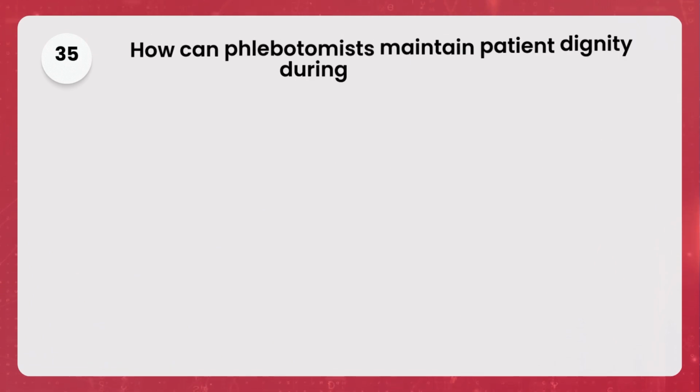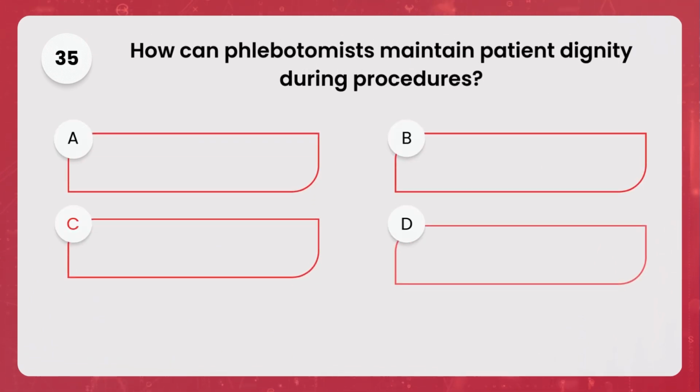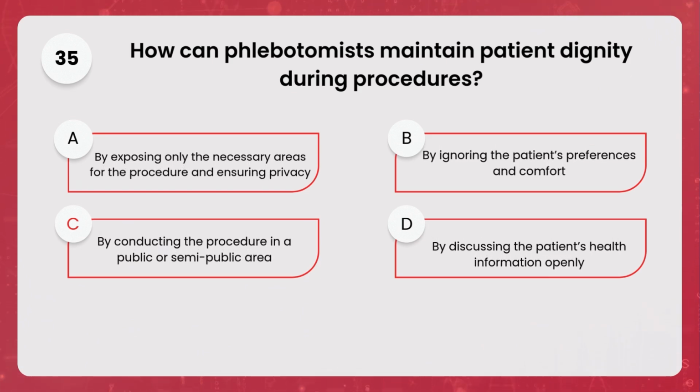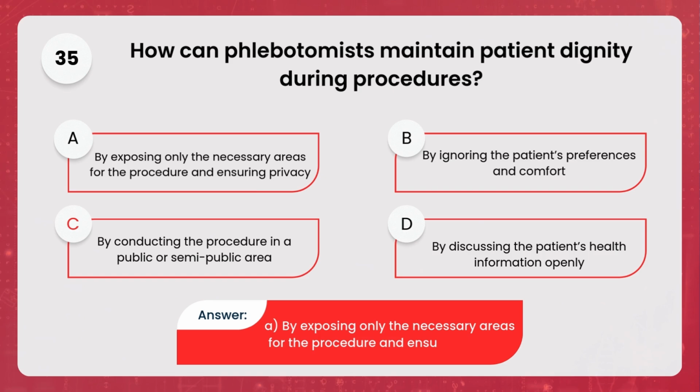Number 35. How can phlebotomists maintain patient dignity during procedures? A. By exposing only the necessary areas for the procedure and ensuring privacy. B. By ignoring the patient's preferences and comfort. C. By conducting the procedure in a public or semi-public area. Or D. By discussing the patient's health information openly. The answer is A. By exposing only the necessary areas for the procedure and ensuring privacy.